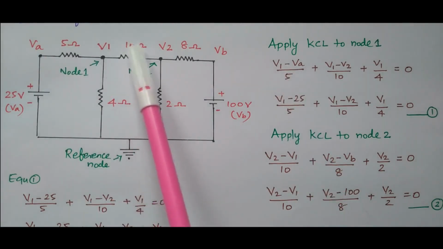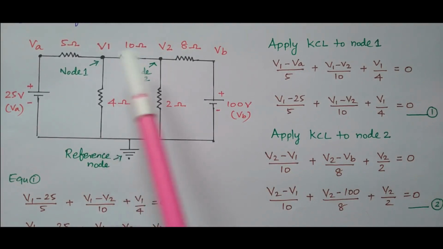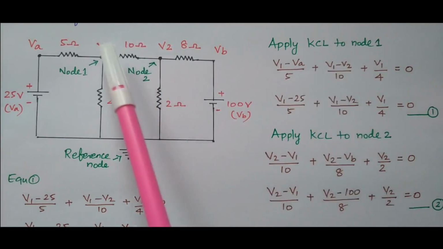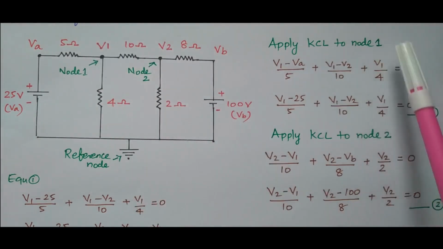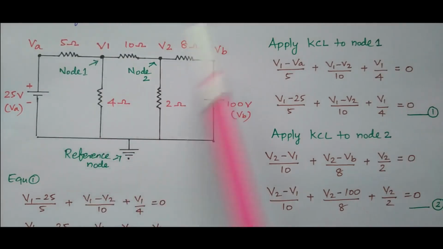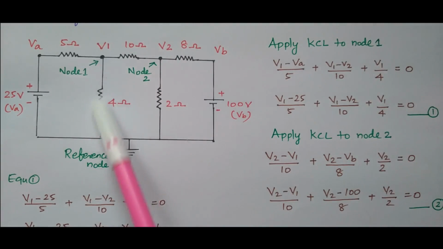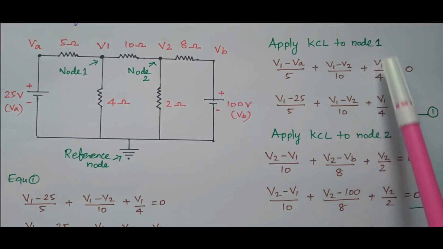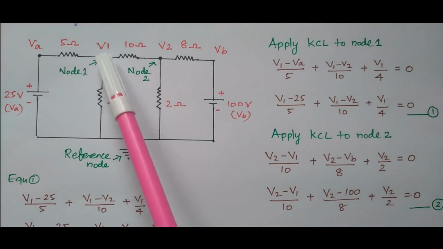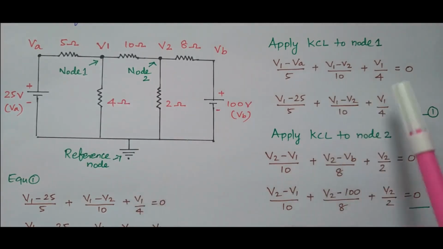What is the current flowing through this 10 ohm? This 10 ohm is connected between node 1 and node 2, so (V1 minus V2) divided by 10 is the current. While referring to node 1, we always write V1 minus VA, V1 minus V2, like that. Then what is the current flowing through this 4 ohm? It is connected to V1, so V1 by 4. The other end is the reference node, where the voltage is 0.